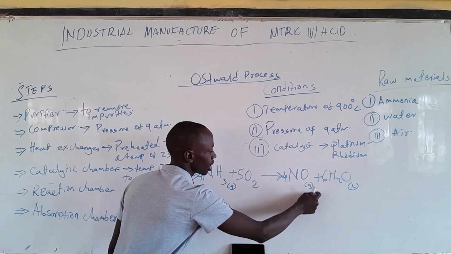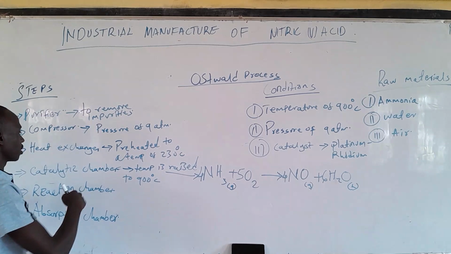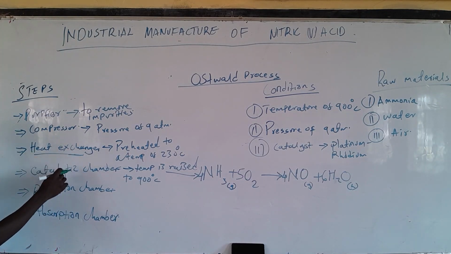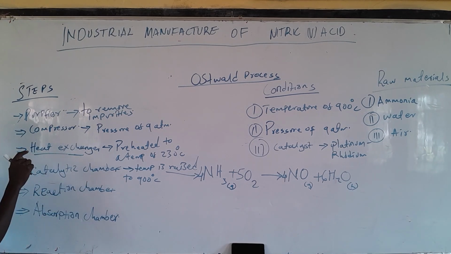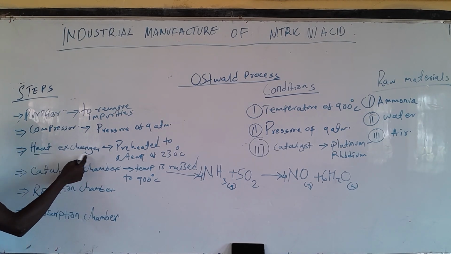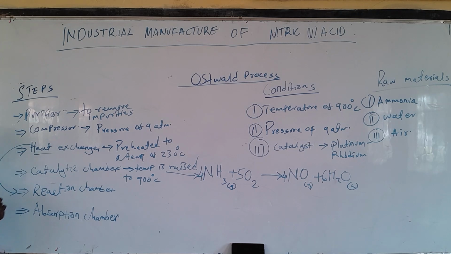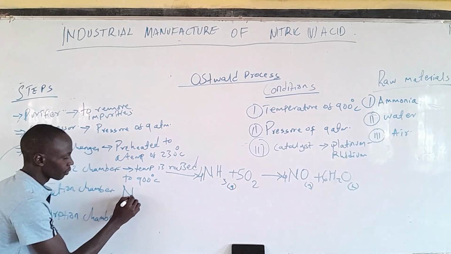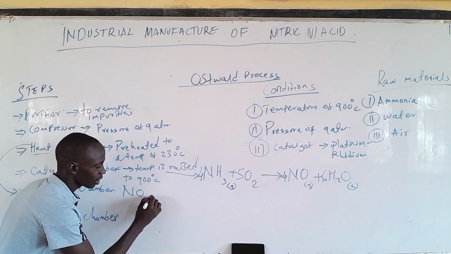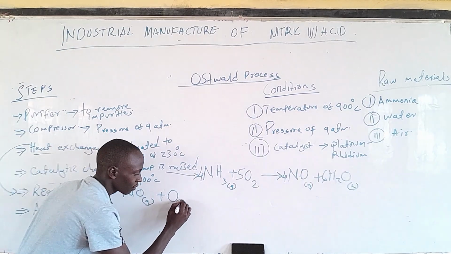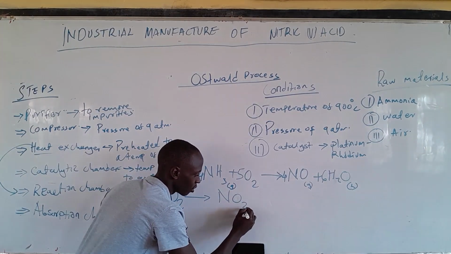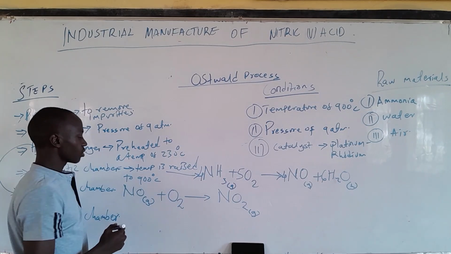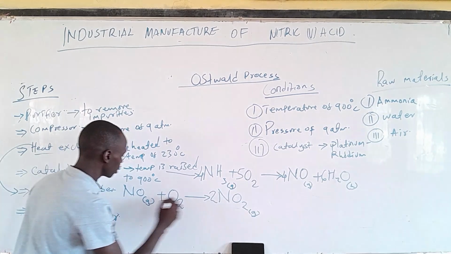After nitrogen 2 oxide has been produced, it is then pumped back to the heat exchanger, where the gas is cooled, then pumped to the reaction chamber. In the reaction chamber, nitrogen 2 oxide gas will then react with purified air for us to obtain nitrogen 4 oxide. We balance this equation.